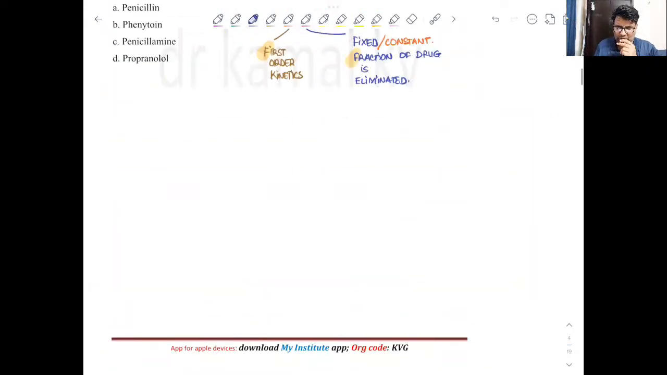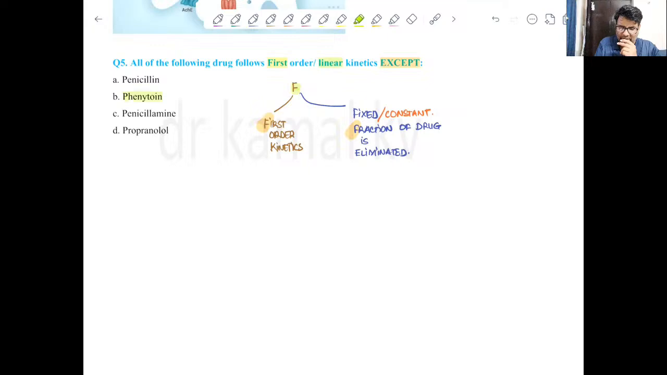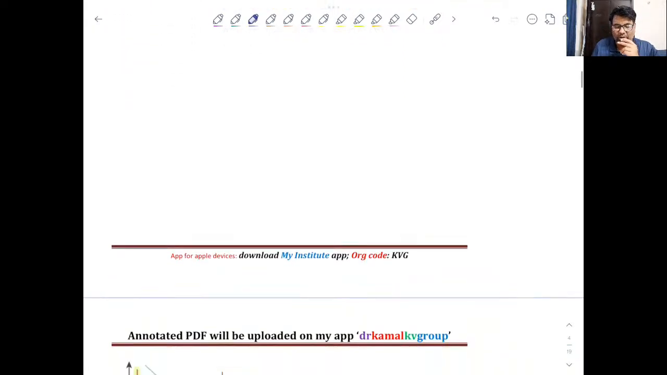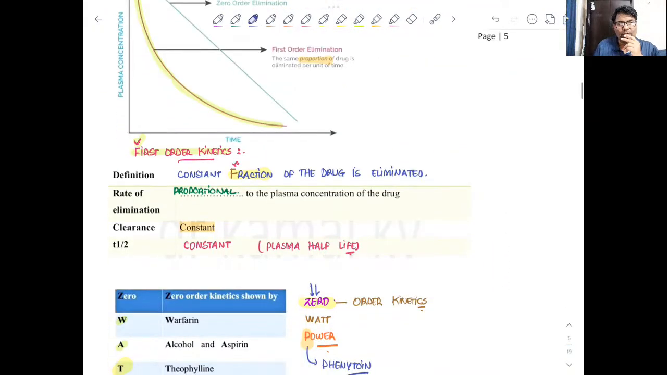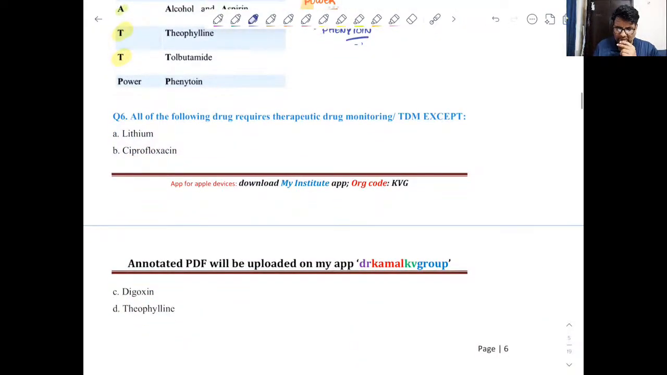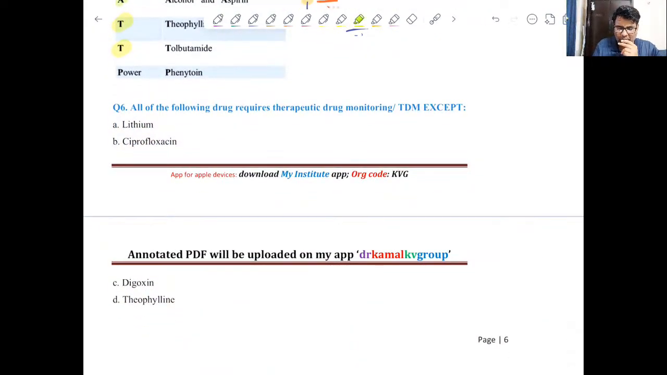So remember this mnemonic and this will really help you in exam. So if we go to the question proper, the answer will come out to be phenytoin, because phenytoin is showing zero order kinetics. Clear? So remember phenytoin for zero order kinetics, although we have discussed about first order kinetics. Next question. Which of the following drugs requires therapeutic drug monitoring and except? Yes, Siva, phenytoin is the answer to that question.